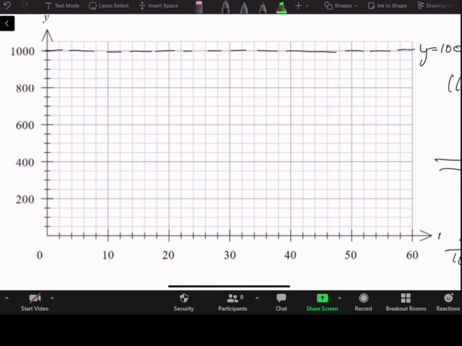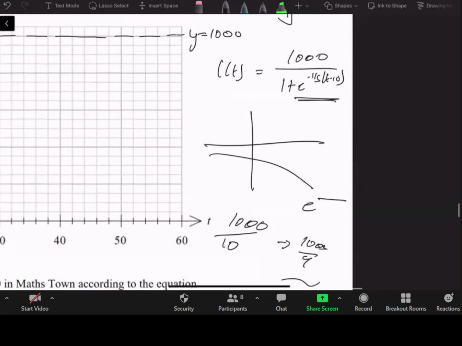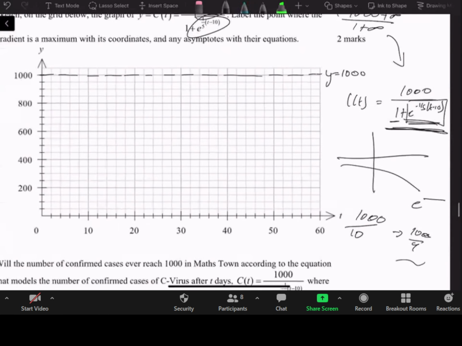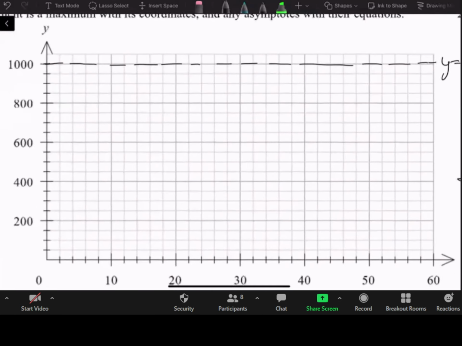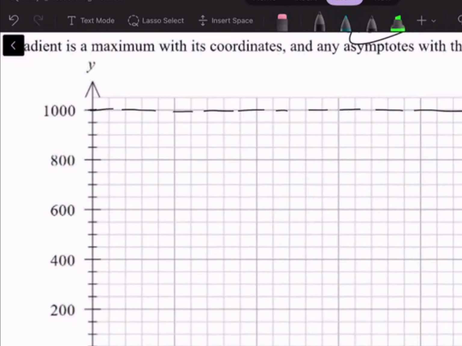But since it's 1 plus this part, and this will never be 0, it'll get lower and lower, but the whole denominator will never be 1. So that means it'll get really close to 1,000, but it won't ever be 1,000. So that's why there's an asymptote there.